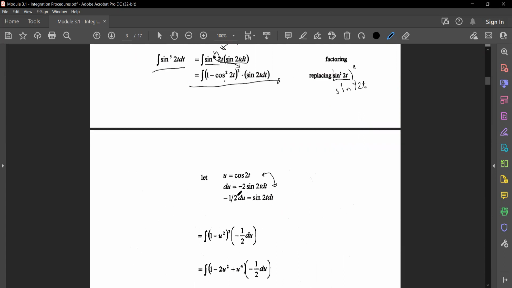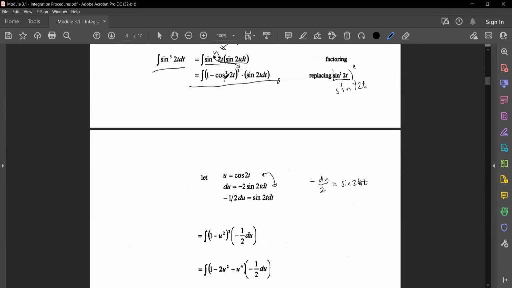Yung du. Then, para makuha natin yung du, transpose natin sa kabila. Okay, so now we will have negative 1/2 du, or this is just negative du over 2. Negative du over 2 equals to sine 2t dt. Yan. So the same lang yan. Negative 1/2 du sine 2t dt.